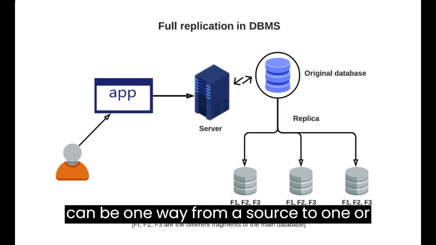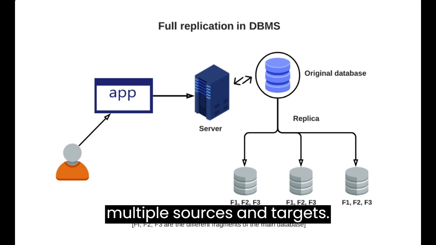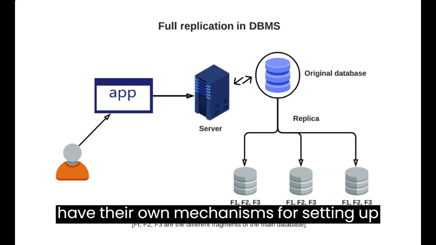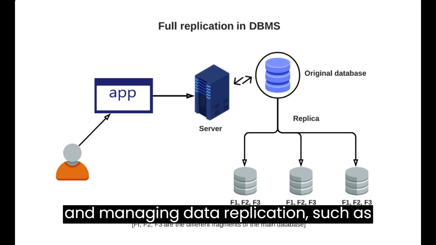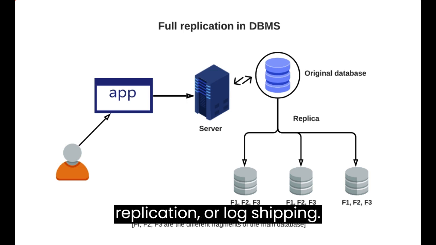Replication can be one-way, from a source to one or more targets, or bidirectional, between multiple sources and targets. Different databases and storage systems have their own mechanisms for setting up and managing data replication, such as master-slave replication, peer-to-peer replication, or log shipping.